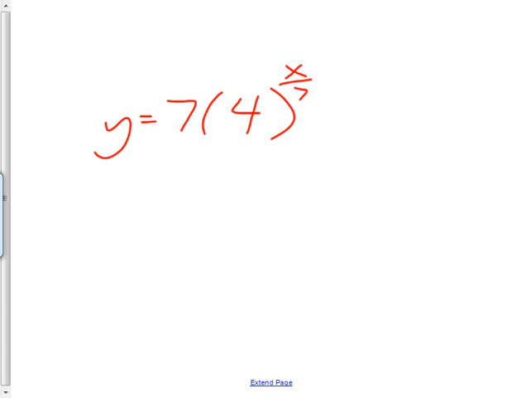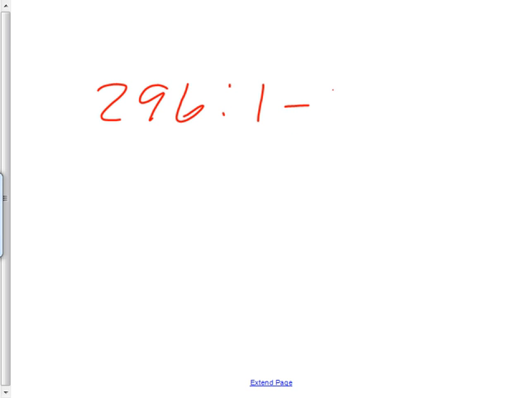That's the stuff you need to know for tonight. Tonight's homework is page 296, 1 to 22, 296, 1 through 22.